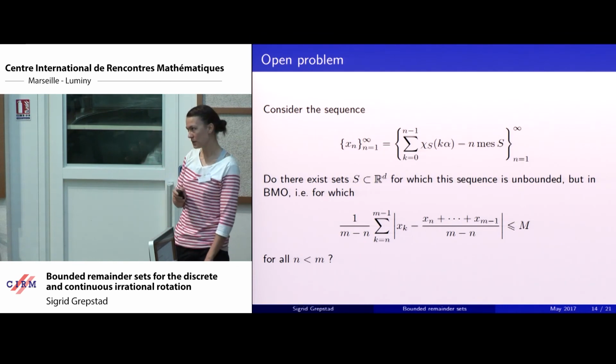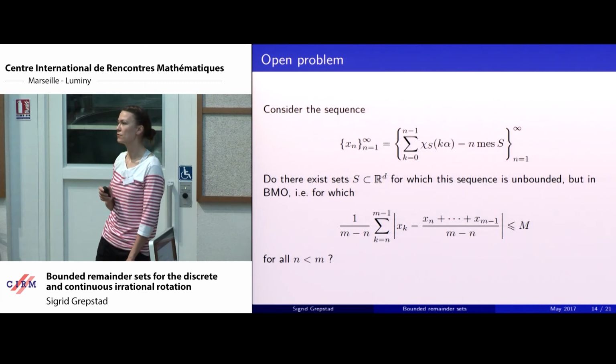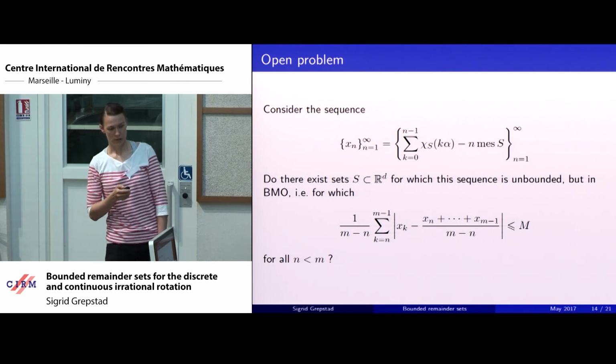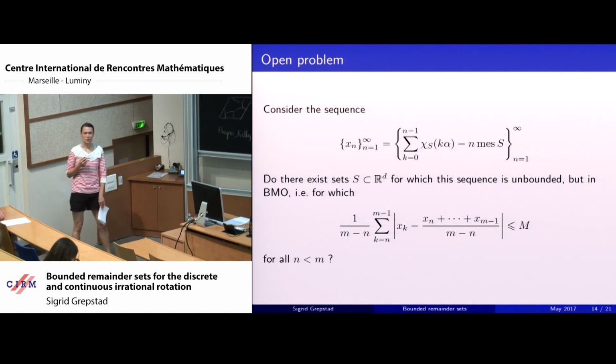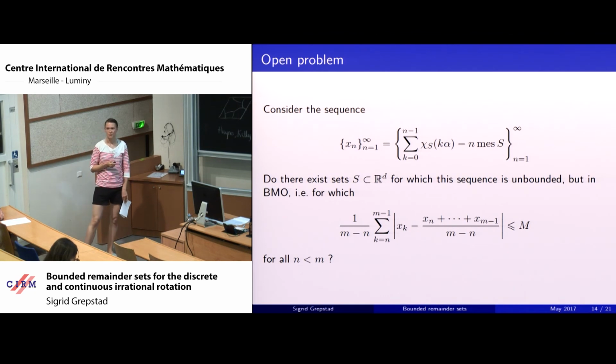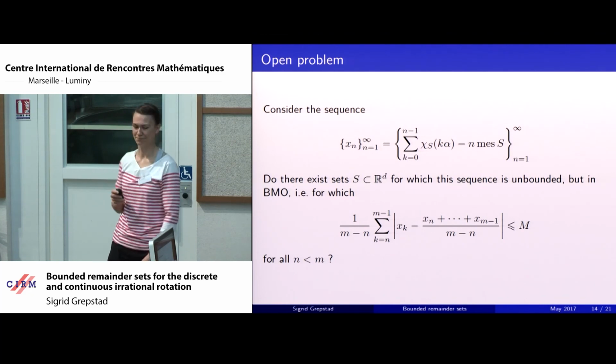And as far as I know, the only thing that is already known is that in the one-dimensional case of simply looking at intervals, the answer is negative. So for an interval, if you have this sequence belonging to BMO, then this already forces the measure of the interval to belong to ℤα + ℤ. And accordingly, the discrepancy is actually going to be bounded. But if anyone has any ideas on what would be an example of such a set in higher dimensions, or an idea of how to show that this is never the case, then I would be very interested.